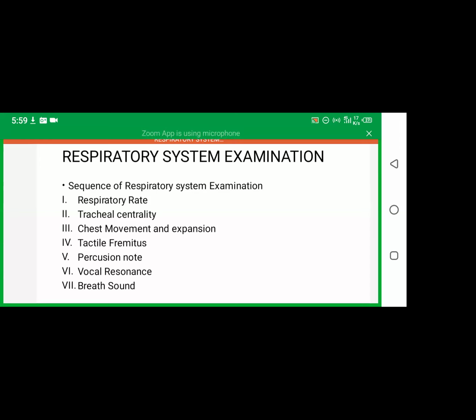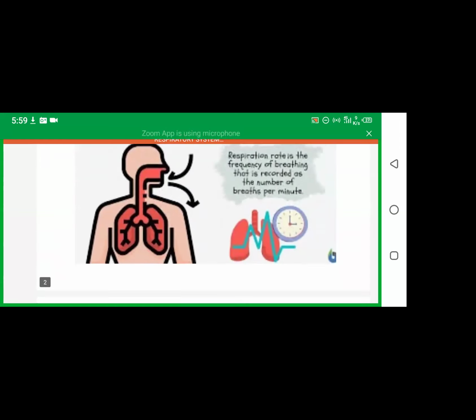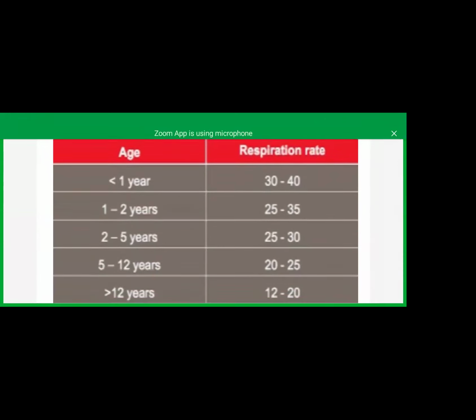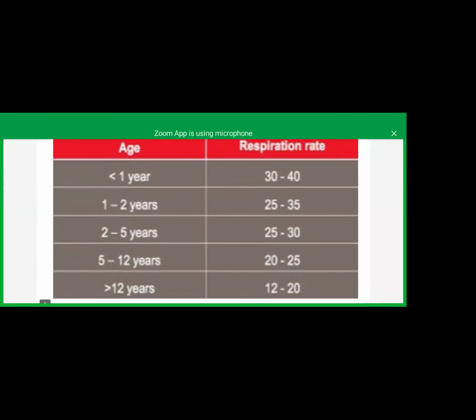We say that the normal respiratory rate for an adult is between 12 to 18. For somebody who is critically ill, on admission, up to 22 can be accepted. And here we have a table that shows us the age-related respiratory rate.